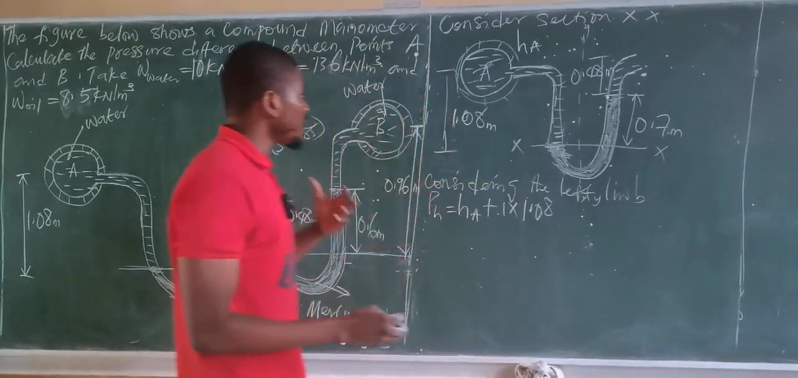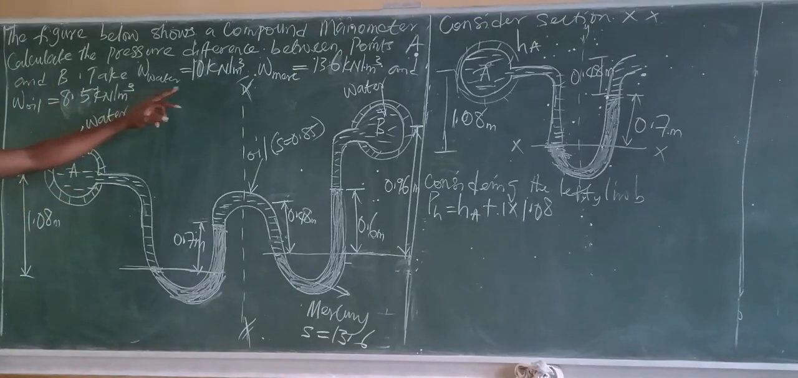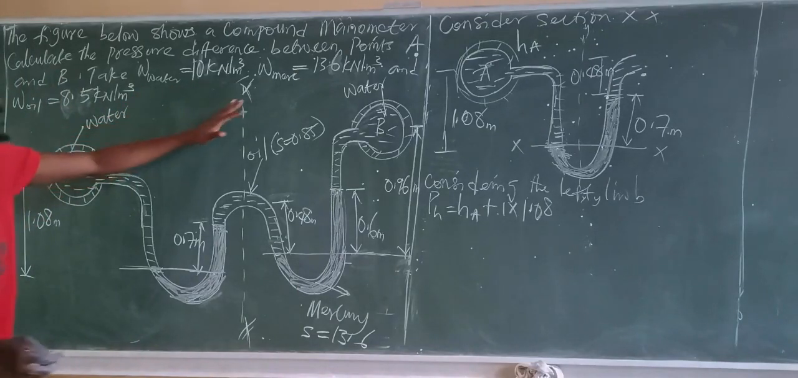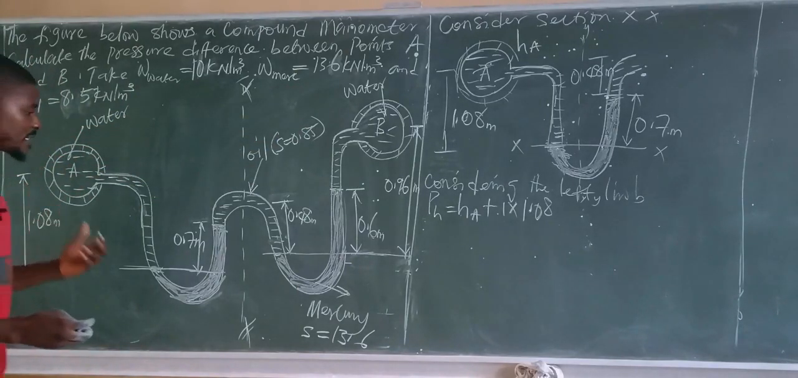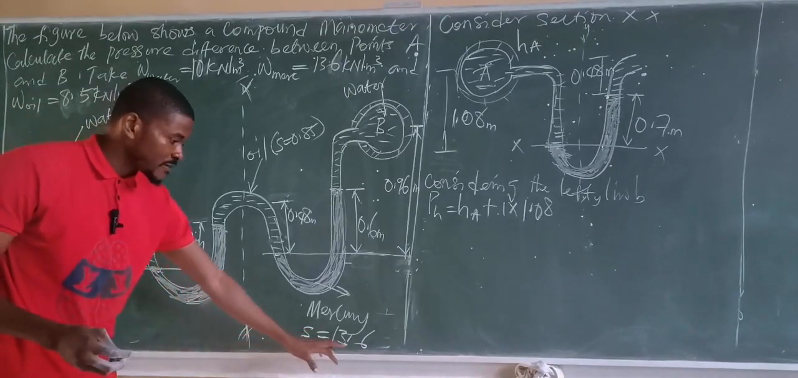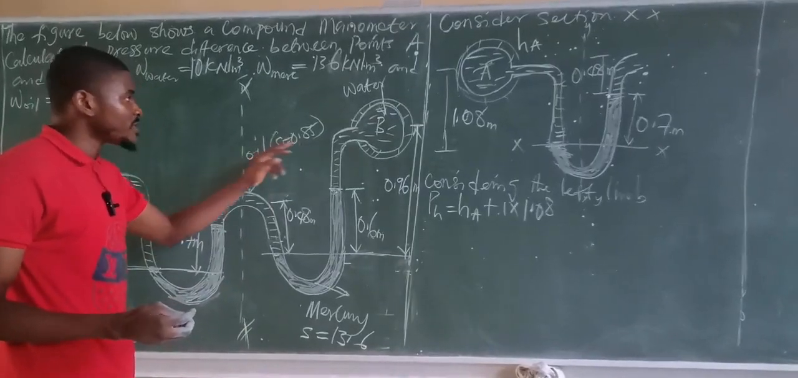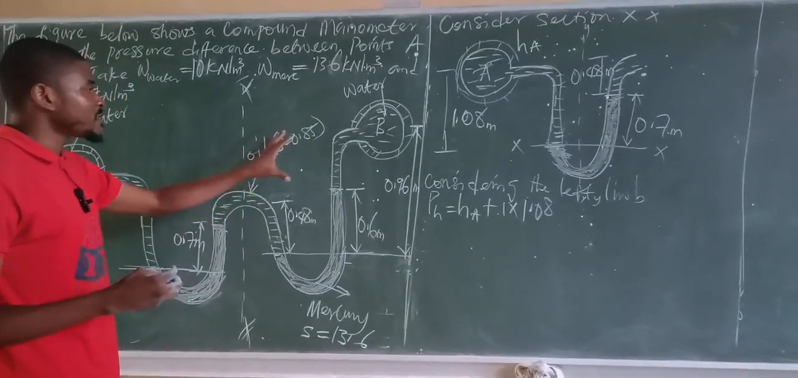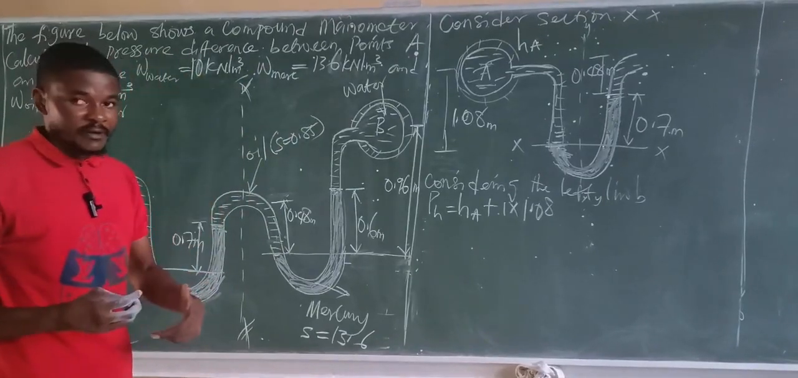Now take note, in this question it has been said that you should take specific weight of water to be 10 kilonewtons per meter cube, that of mercury to be 13.6, and that of oil to be 8.5 kilonewtons per meter cube. Then they went ahead in the question and indicate that specific gravity of mercury is 13.6, which is constant, so you should know. Specific gravity of the oil now is 0.85. But let's say this specific gravity was not given to you. With these parameters here, you can also find them.